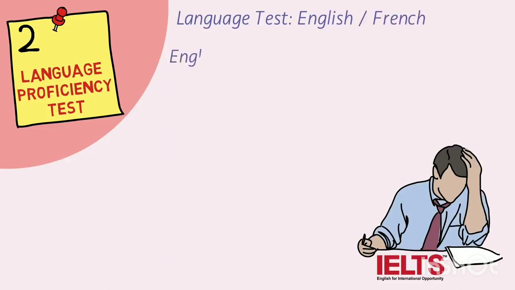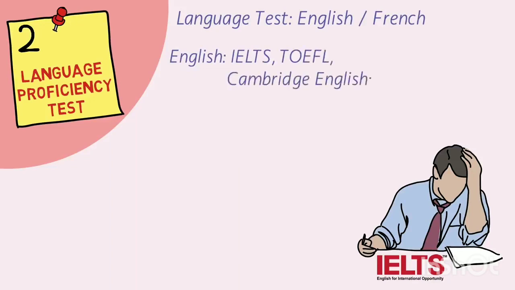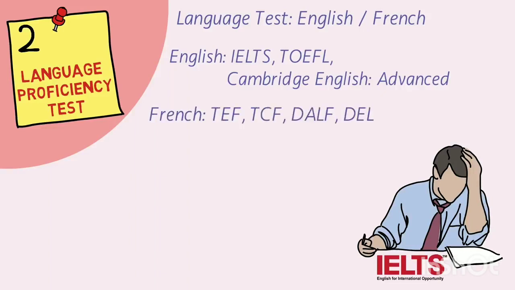For English, we do have options. The first option, the most popular one, is the IELTS test. You have to go for the IELTS Academic, not the IELTS General. Remember, IELTS Academic is for studying and IELTS General is for immigration purposes if you want to get the PR. Okay, now next is TOEFL, which is also very famous. The other one is the Cambridge English Advanced Test. Out of these three tests, IELTS is the most common and the most popular one. Apart from English tests, you can also go for French tests like TEF, TCF, DALF or DELF.